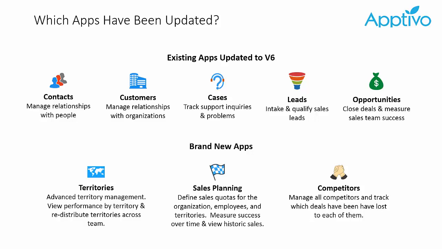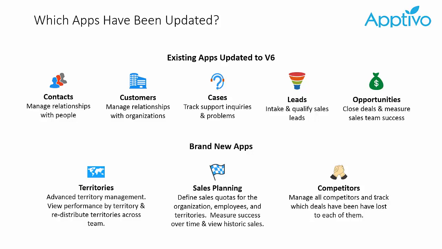And then we've introduced 3 brand new applications. For the competitors app, this app is pretty basic. I'll show you a quick little feature inside of opportunities where you can now track the losses of opportunities. One of the things you can do when you lose an opportunity is track which competitor you lost it to. So you'll just have an app to manage a central database of each of these competitors. Pretty straightforward on that one.